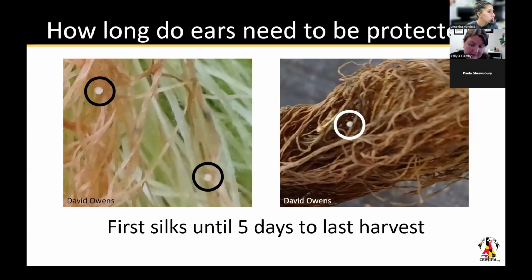The other aspect of that is, as we mentioned, they really like fresh green silks. They will lay on brown silks, but they typically lay fewer eggs, and it's less likely that they're going to lay eggs on brown silks. So that's why you can stop. And as soon as you have silks, the corn is going to be the most vulnerable to having corn earworm infestation. So this is how long the ears need to be protected with insecticides.